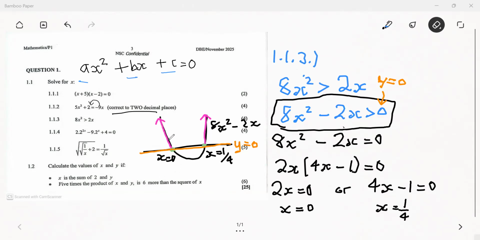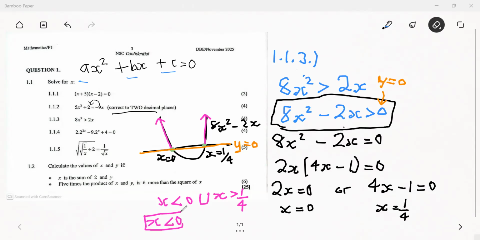For this one, we know it's all the values to the left of x equals 0. With this one, we know it's all the values to the right of x equals 1 over 4. So we write it like this. Values to the left of x equals 0. So those are values of x smaller than 0. That's to the left. Or x values to the right of x equals 1 over 4. You can say x is greater than 1 over 4. I use a union symbol. x is less than 0, union x is greater than 1 over 4. You can also simply write this like this.